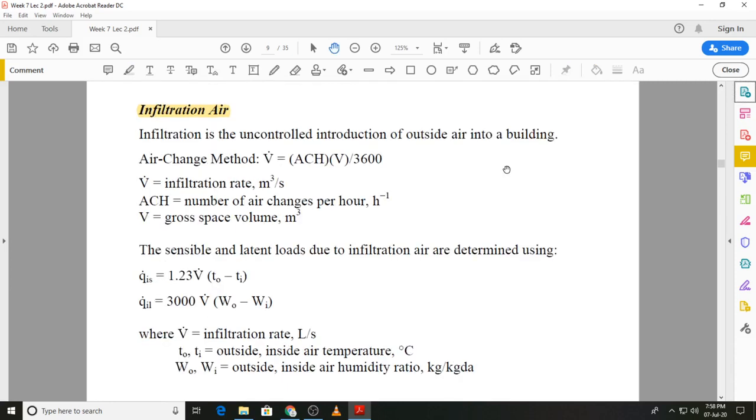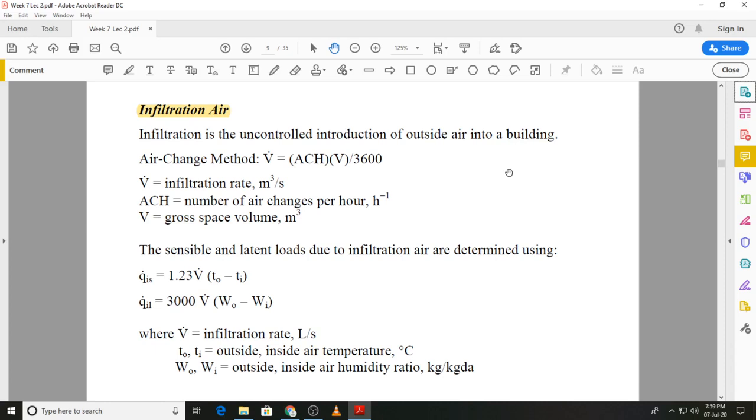Infiltration, as I told you, is the uncontrolled entrance of the outside air into the conditioned space, and the method that we will use to calculate the rate at which the air enters the conditioned space is known as the air change method. ACH stands for number of air changes per hour, multiplied by the gross space volume in meter cube, and you divide it by 3600 to give you the rate at which the infiltration takes place in cubic meters per second.